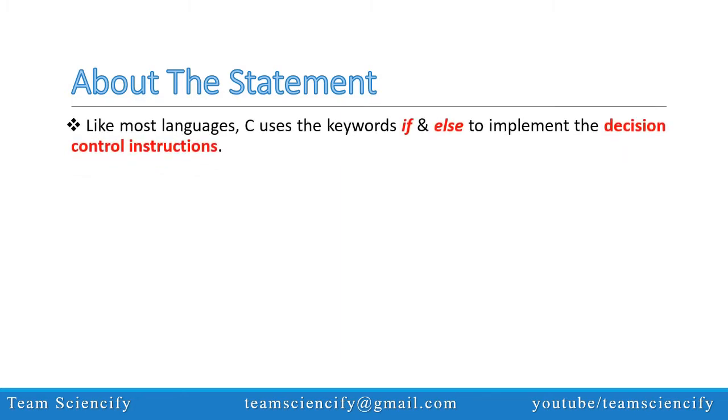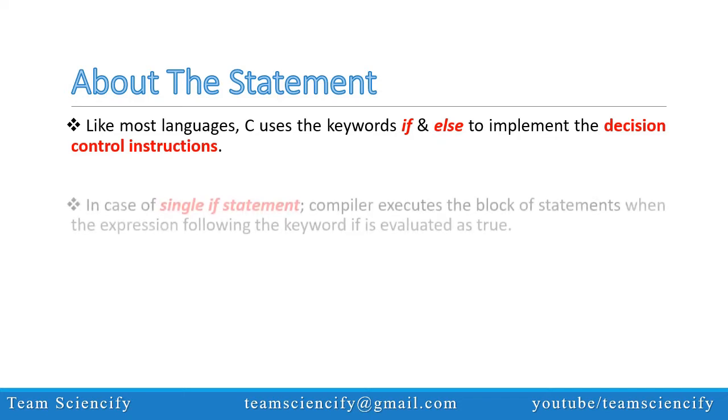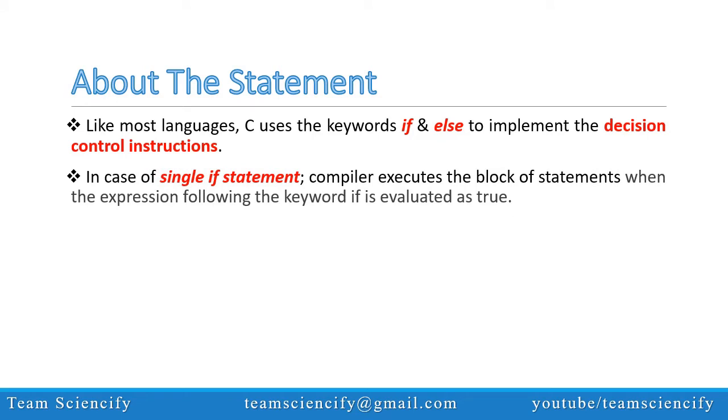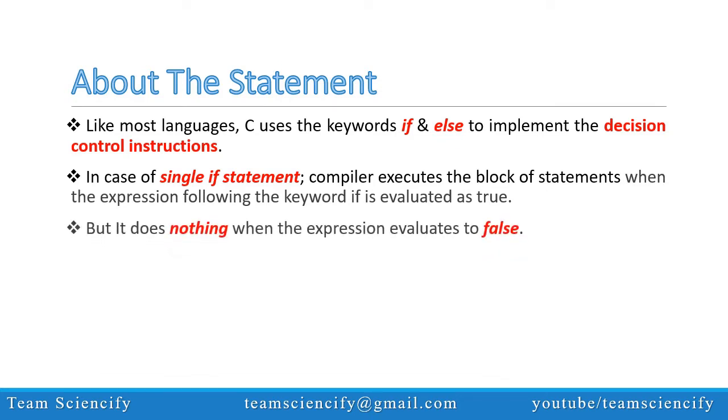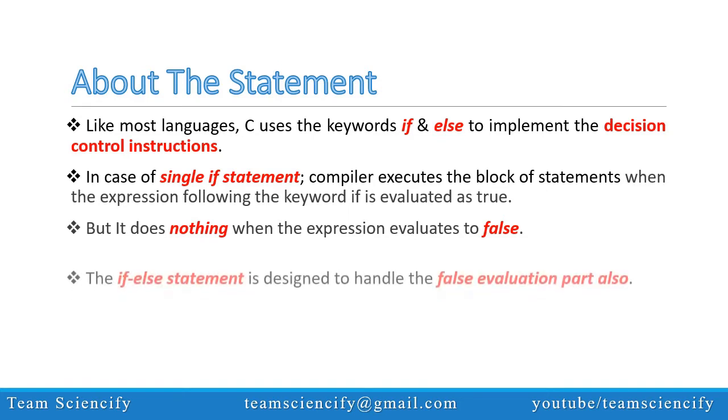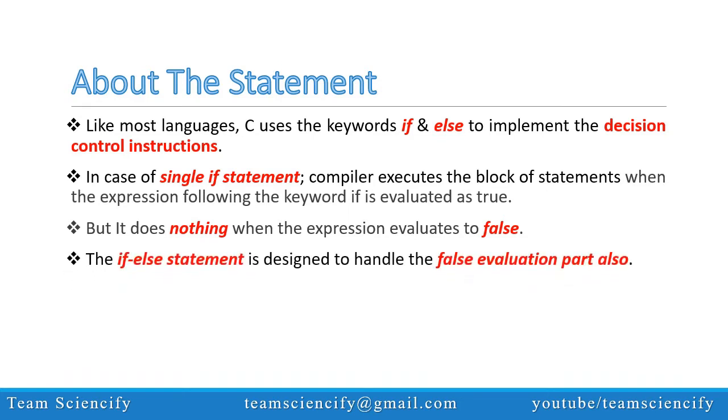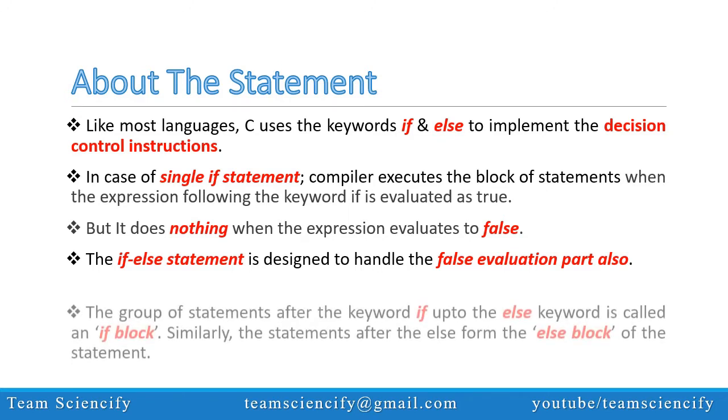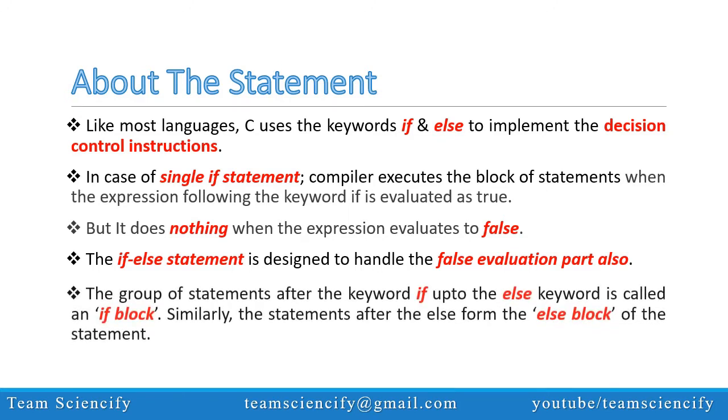Like most languages, C uses the keywords if and else to implement the decision control instructions. In case of a single if statement, the compiler executes the block of statements when the expression following the keyword if is evaluated as true. But it does nothing when the expression evaluates to false. The if-else statement is designed to handle the false evaluation part also. The group of statements after the keyword if up to the else keyword is called the if block. Similarly, the statements after the else form the else block of the statement.